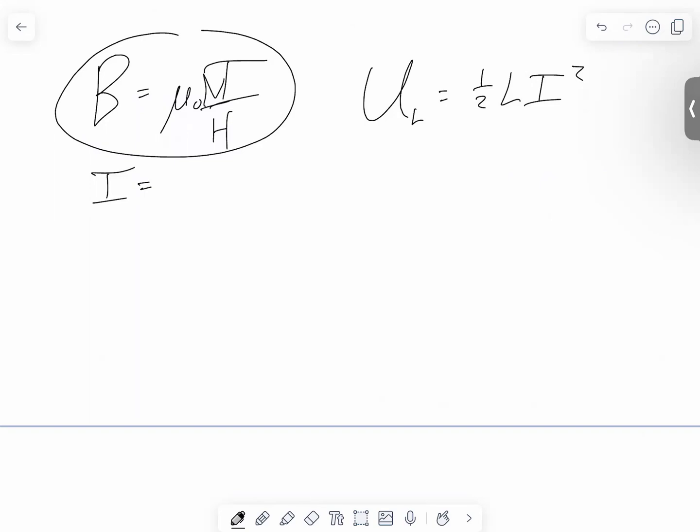Total turns, yeah. B H over mu naught N. And if I want to express this in terms of inductance, what's the inductance for a solenoid? You can look at your notes from yesterday's class, the end of yesterday's class. Phi per current.